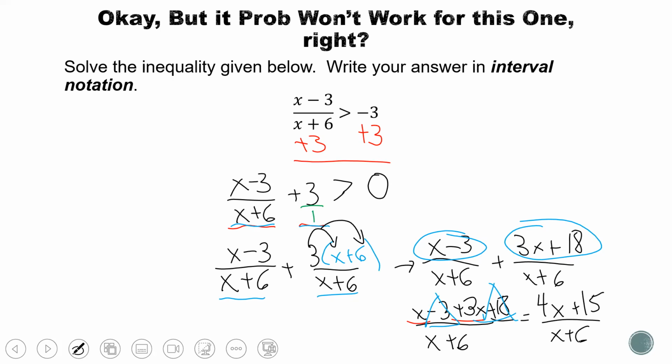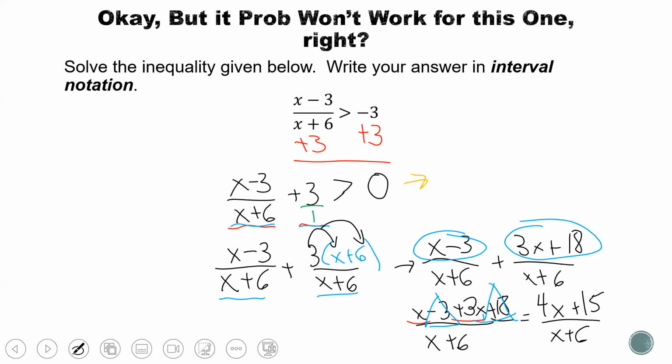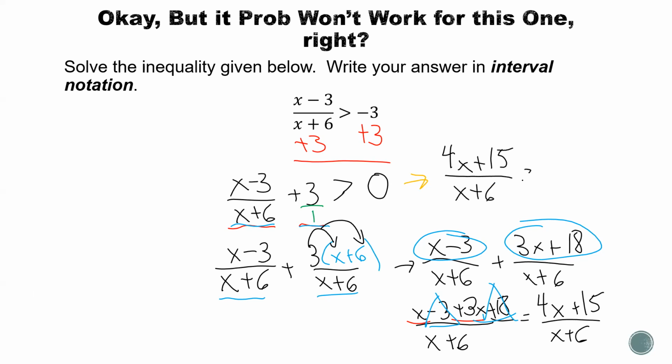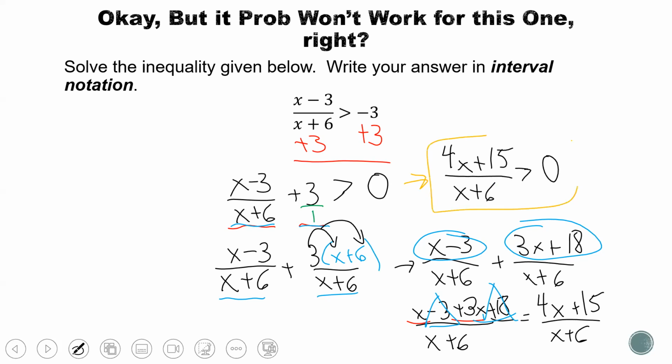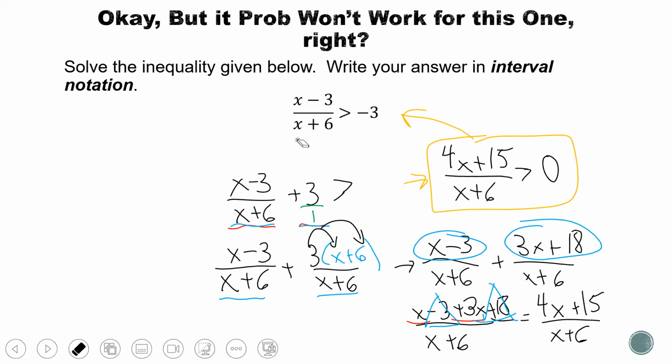So now, if we trace back our steps up to where we started this process, we've converted the original given rational inequality, x minus 3 over x plus 6 greater than negative 3, into, or simplified it some, to 4x plus 15 all over x plus 6 is now greater than 0. And if we can solve this rational inequality, we can now solve the original one. The solutions will be the same. So we'll go ahead and work on that.